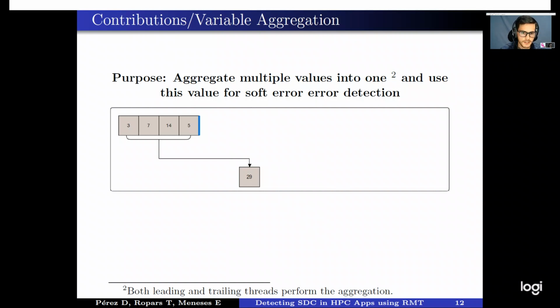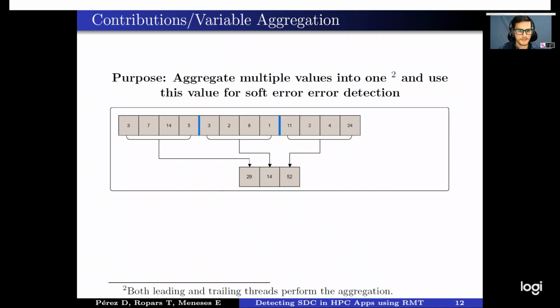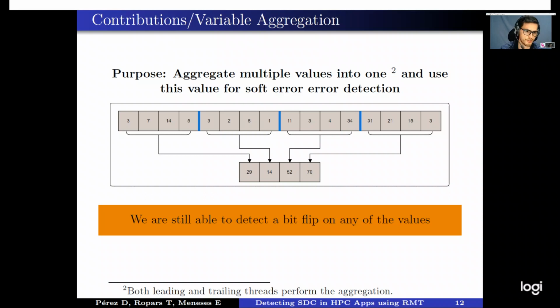The trailing thread is going to aggregate the same values, and it should get to the same 29. So instead of sending all this data, we can just send a portion of it. And because of the aggregation operation, if a bit flip happens in any of these values, we will still be able to detect that something went wrong, because both threads should get to the same value.